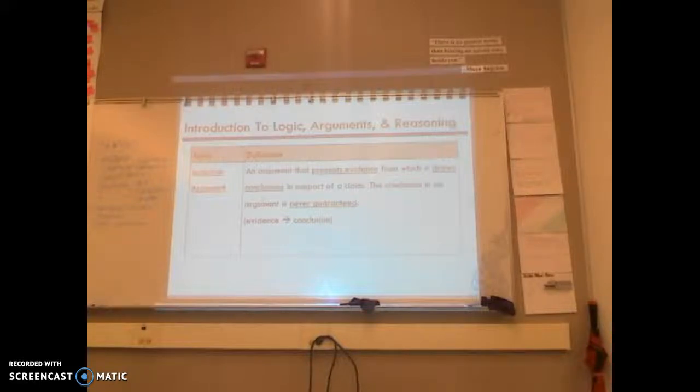So like lawyers? Yeah, but lawyers will use inductive, they'll also use deductive. Anyone can use either. And there's actually going to be a third type you learn about. It's going to be called reductive.